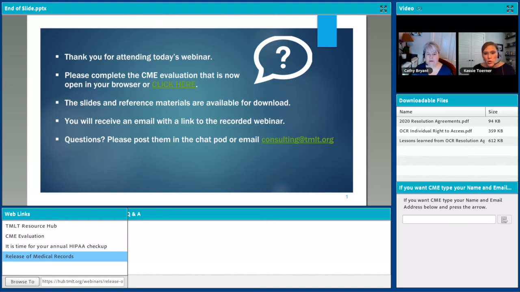And we have put also that webinar that we've been referring to about release of medical records and fees into that bottom left pod that says web links, so you can launch that as well if you're interested, because there are several questions about medical records here. So again, not recommended unless you're within that 15-day window of release.